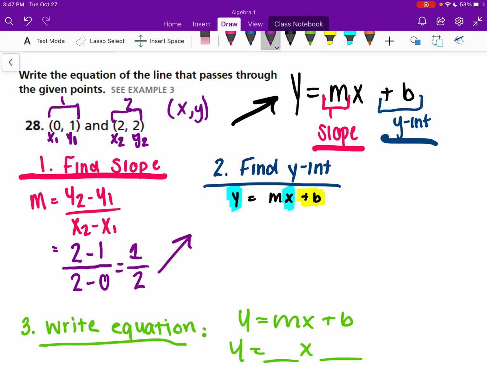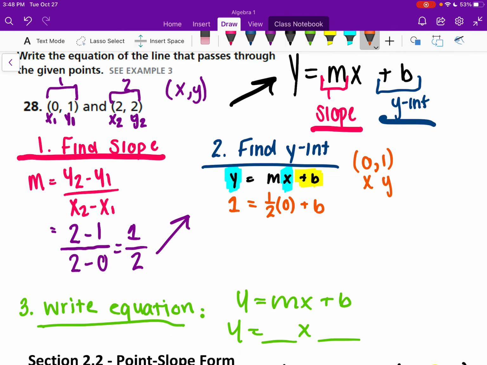And if I need to know that, that means I need to solve for it. So I need to substitute in a y and an x in order to find that b. Let's use the point (0, 1), which has an x value of 0 and a y value of 1, to calculate that b value. I'm going to replace my y with 1, my m was 1/2, my x was 0, plus b. And now I can work to solve for b.